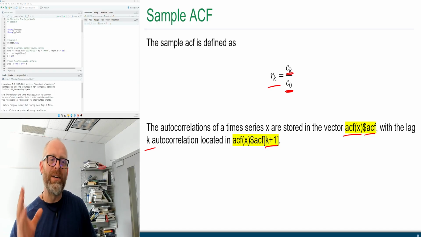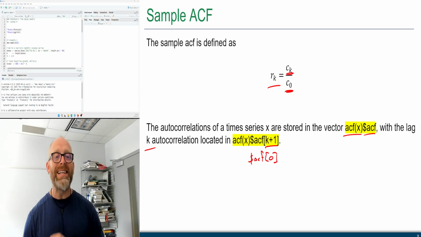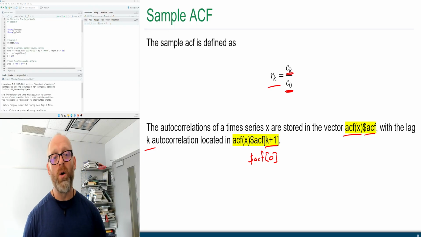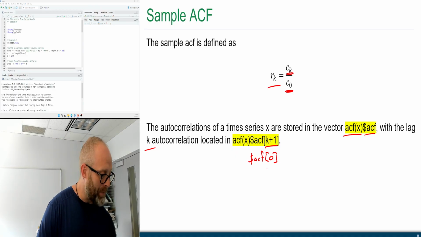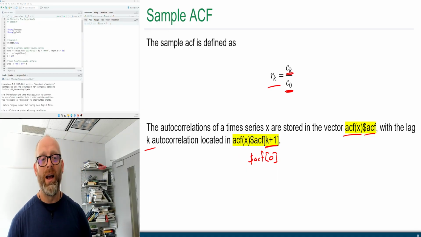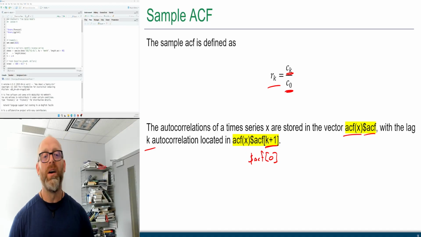So at lag 0, if I were to try and put in $acf at position 0, the problem is we don't index vectors starting at 0. We always start at 1. If I were to ask what's in position 0, it's going to throw back an error. There's nothing there. So I have to start at position 1, which is why we go k plus 1. At lag 0, I start in position 1. A lag of 1, I go to position 2. A lag of 2, I go to position 3, and so on and so forth from there.